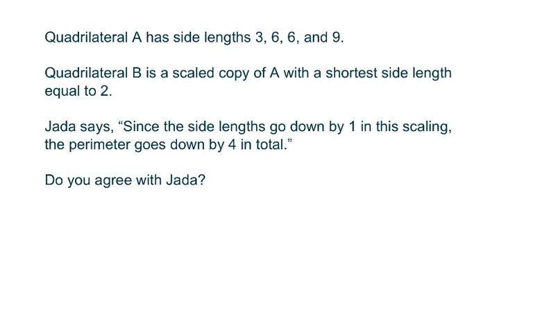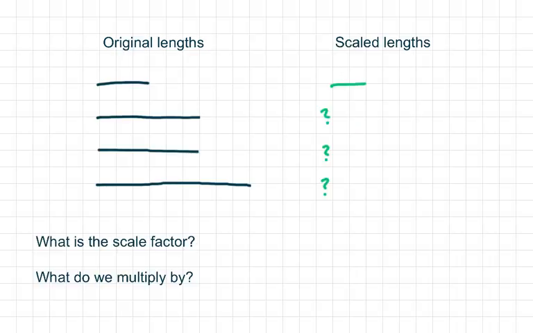So there are a few things I think we should keep in mind. Quadrilateral B is a scaled copy of A. That's going to be important. I also noticed that they give us the shortest side length, and we're going to need to make sure that we line up the 2 with the 3. We can't use side lengths that are not lined up. And she's saying that they go down by 1. That's something we'll need to talk about.